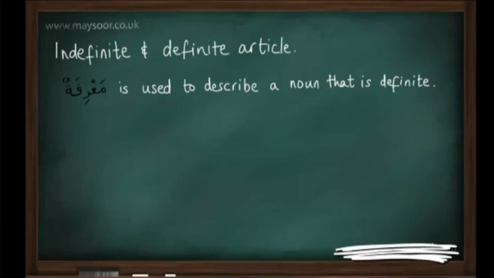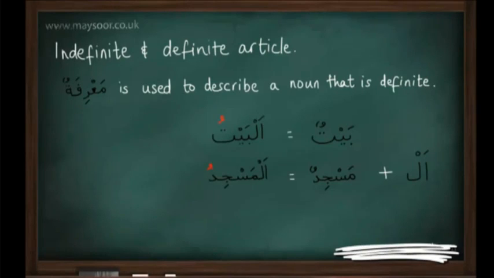Ma'rifatun is used to describe a noun that is definite. So if we wanted to make any of the previous nouns ma'rifa definite, we simply add al in front of the words and remove the tanween, leaving only one dhamma. For example, al plus baytun becomes al baytu. Al plus masjidun becomes al masjidu. And al plus kitabun becomes al kitabu.